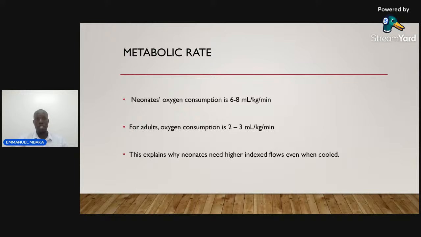So let's talk about the metabolic rate. Neonates' oxygen consumption is 6 to 8 mils per kg per minute. For adults, oxygen consumption is 2 to 3 mils per kg per minute. This explains why neonates need higher index flows, even when you are cooling them. Next slide.